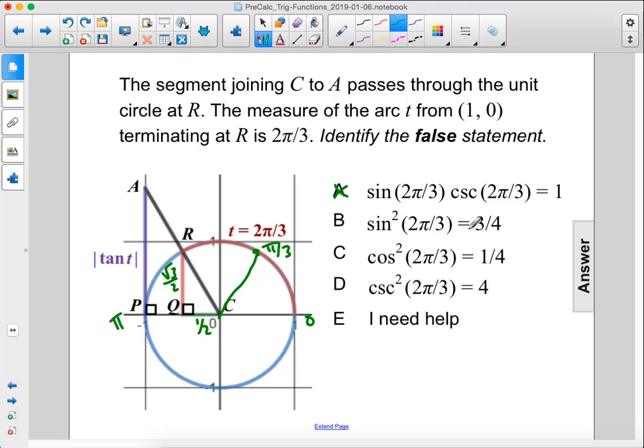Sine squared equals 3 over 4. So we figured out that the sine was the square root of 3 over 2. So if we square that, that is 3 over 4. So this is also true.